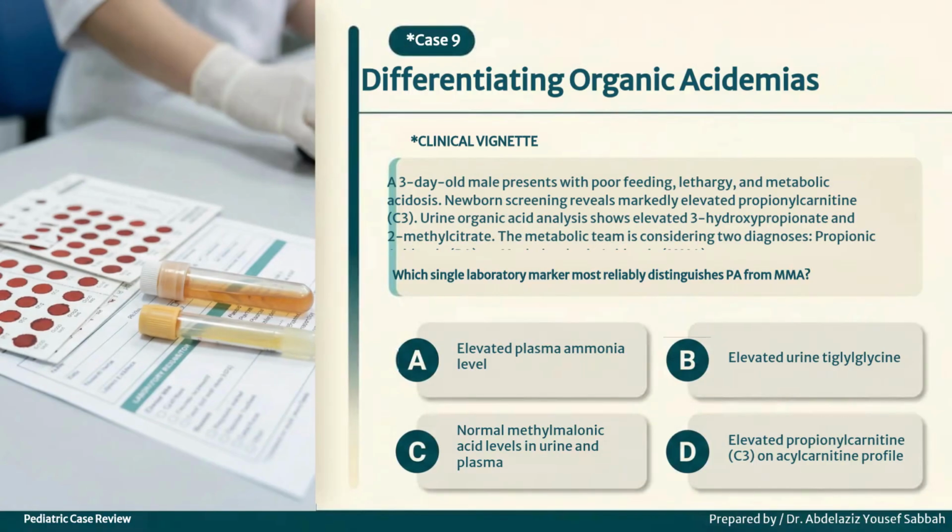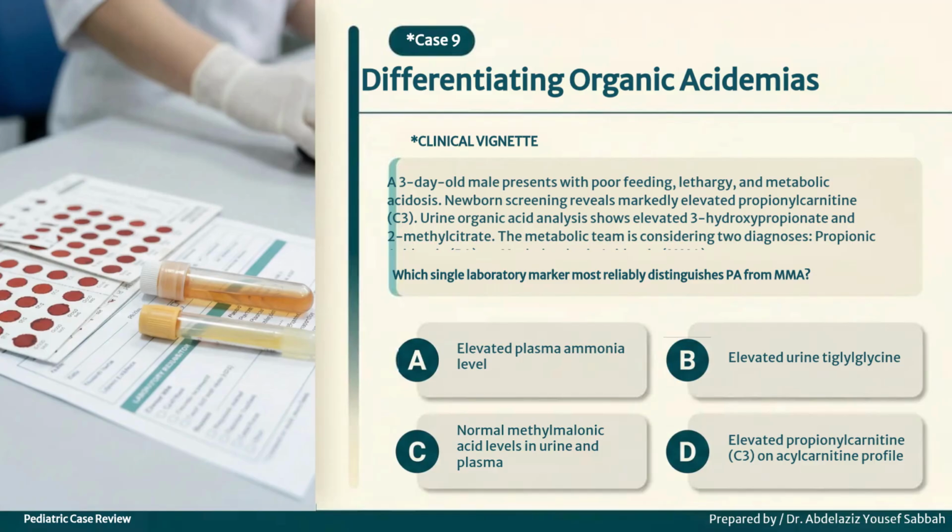Case 9. A 3-day-old male presents with poor feeding, lethargy, and metabolic acidosis. Newborn screening reveals markedly elevated propionyl carnitine, C3. Urine organic acid analysis shows elevated 3-hydroxypropionate and 2-methylcitrate. The metabolic team is considering two diagnoses, propionic acidemia versus methylmalonic acidemia.